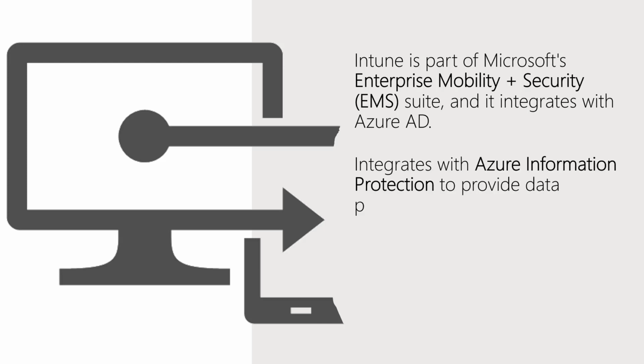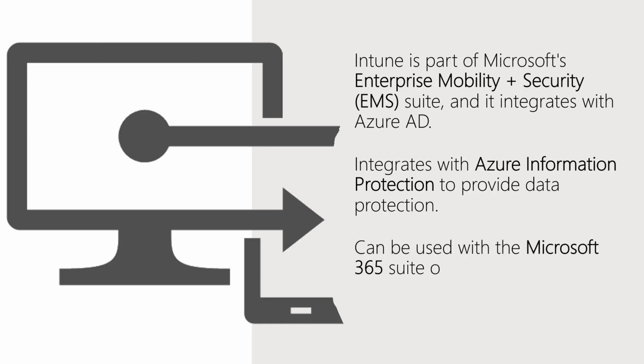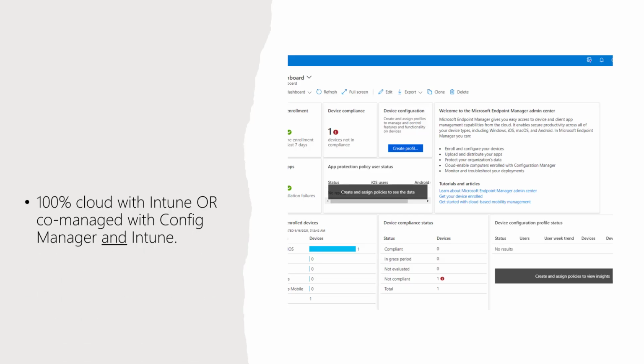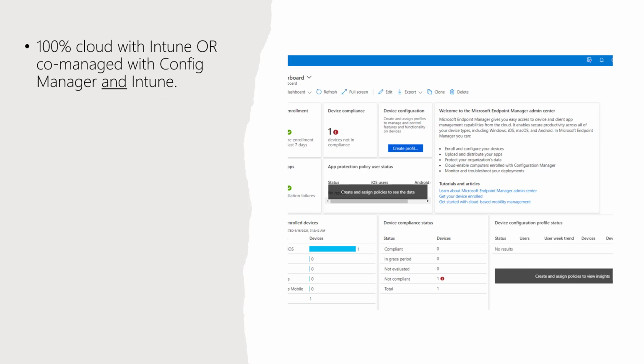Intune integrates with Azure Information Protection to provide data protection, and it can be used with the Microsoft 365 suite of products. This integration allows you to do things like deploy Microsoft Teams and other Microsoft 365 apps to your devices. The diagram on your screen shows what a typical Intune architecture looks like. When you use Microsoft Intune, you can either choose to be 100% cloud with Intune, or you can be co-managed with Configuration Manager and Intune.